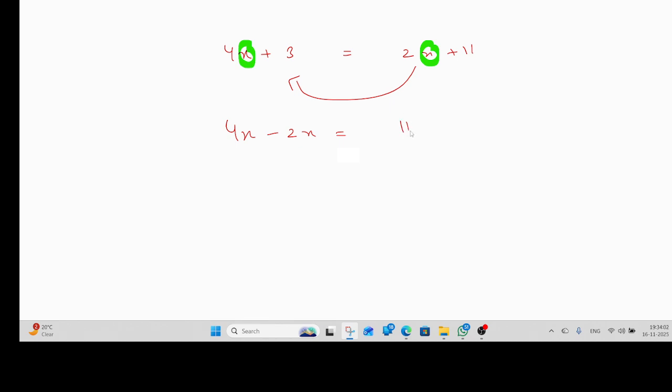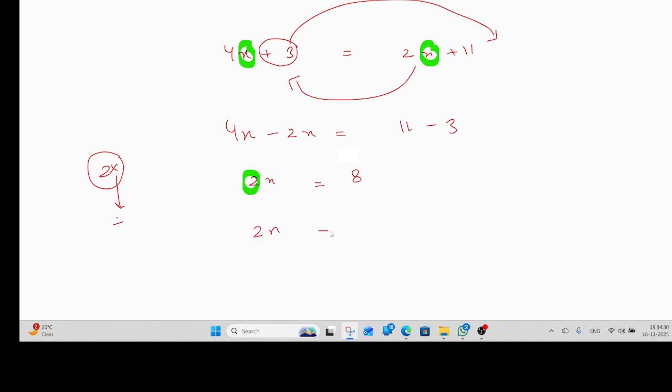So this is positive 2x, and it will become negative 2x. Now we have 11 on this side, I just write it as it is. This is plus 3. When we move it to the other side, it becomes minus 3. 4x minus 2x is 2x. 11 minus 3 is 8, right? Now we still have another term with x, which is 2. We need to get rid of it because we want to isolate x. This is 2 times x, so the opposite of this operation is division, right?